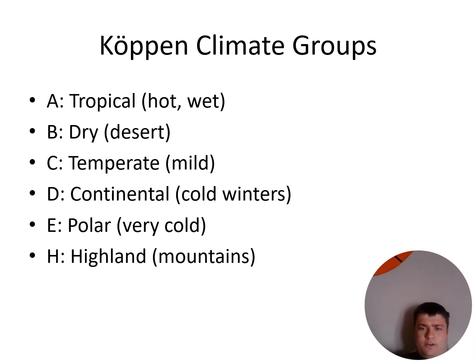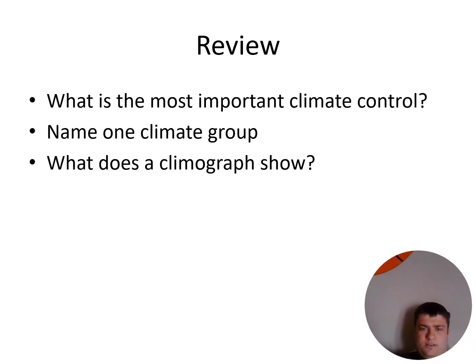The Köppen climate groups include A equals tropical, which means hot and wet. B equals dry, which means desert. C equals temperate, which is mild. D equals continental, which has cold winters, like in Michigan. E equals polar, which is very cold, just like Michigan. And H means highland, which is the mountains.